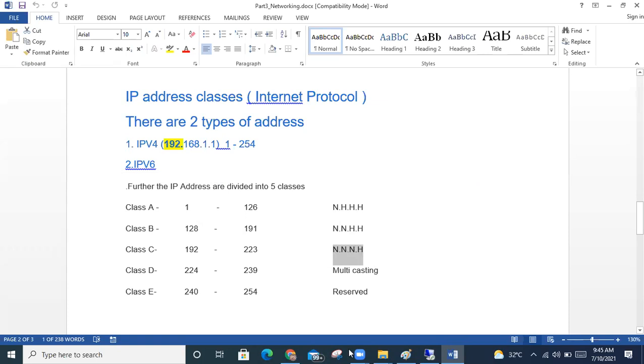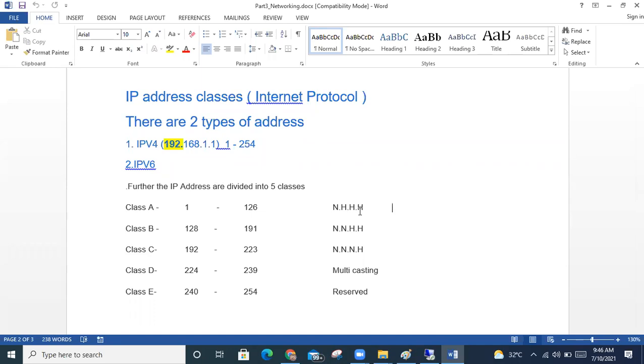Yes, sir. If the network portion is common and the hosts are different, the machines will communicate with each other. Is it clear? If you want two machines to communicate, the network must be common in both IPs. If not, they will not communicate. Is it clear? Yes, sir.